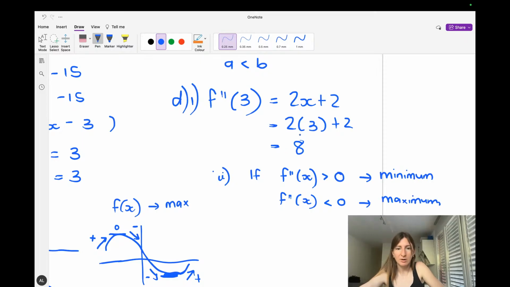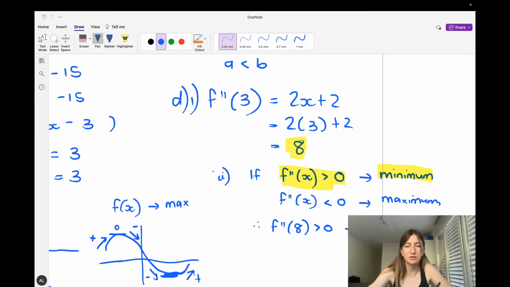So we've just got a positive answer here. This is positive 8. So that means it's more than 0. Our derivative at that point is more than 0, which means we have a minimum. So you can just show that. You can say, since f dash dash of x is more than 0, we have a minimum. Or f dash dash of 8 is more than 0 is probably a cleaner way to say it. Therefore, f second derivative of 8 is more than 0. Therefore, minimum. That's enough. It was just 1 mark.